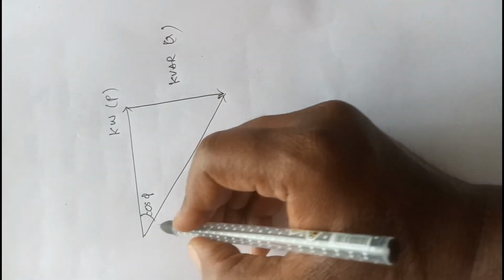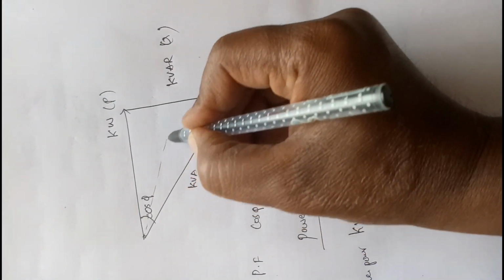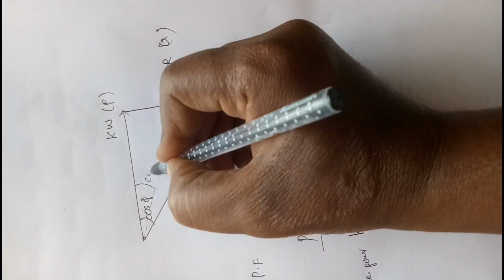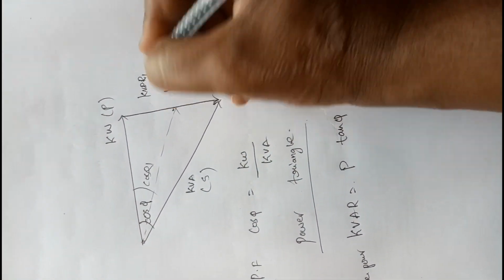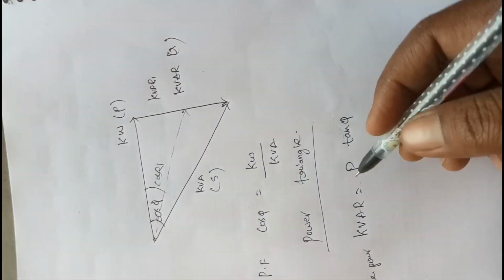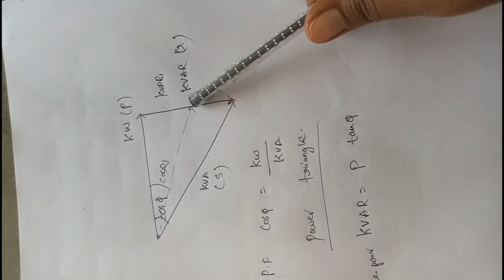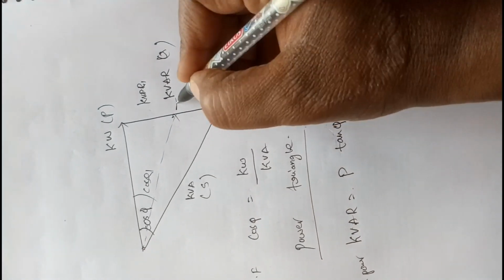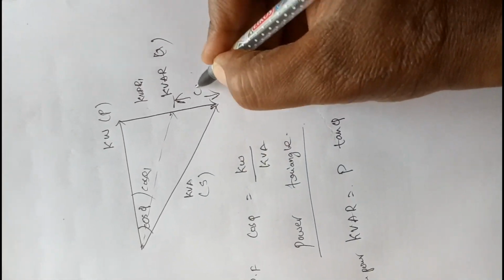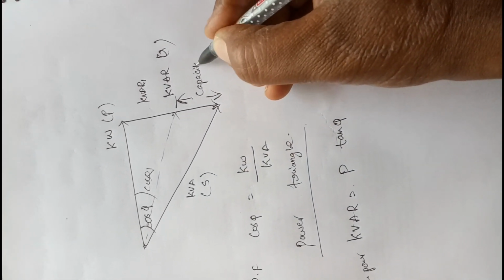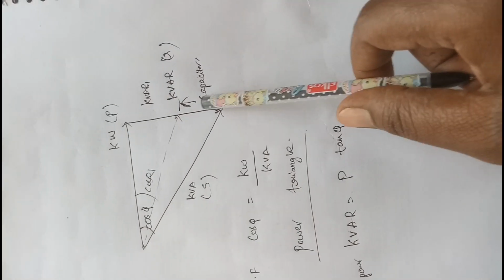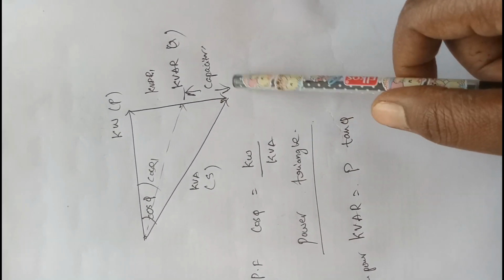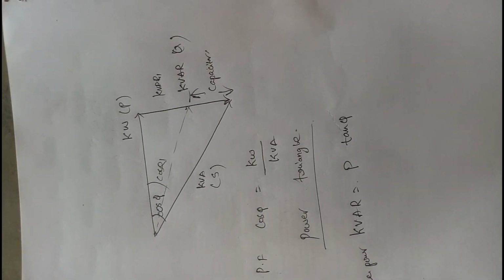If you improve the power factor to another one, cos phi 1, then the reactive power is kVAR 1. If you improve the power factor, the reactive power consumed by the load decreases, and this will be supplied by a capacitor. Capacitors, synchronous motors or synchronous condensers produce reactive power. Reactive power is supplied by the capacitor.